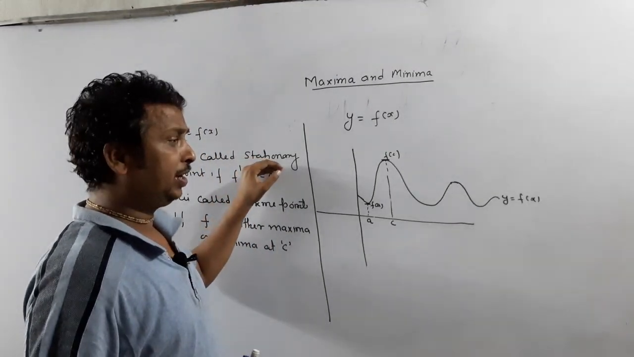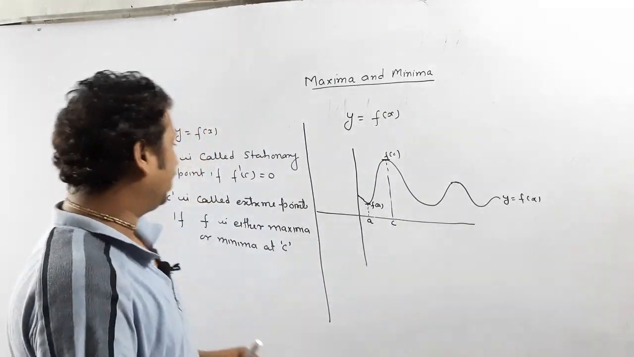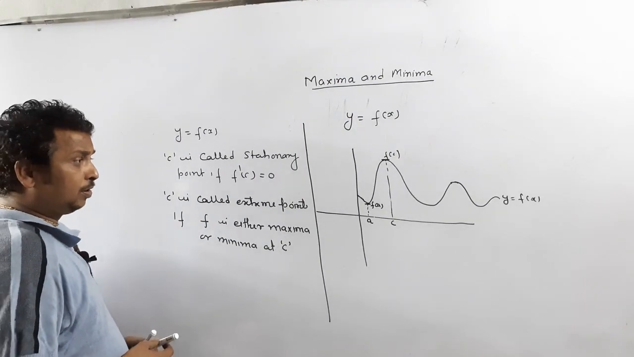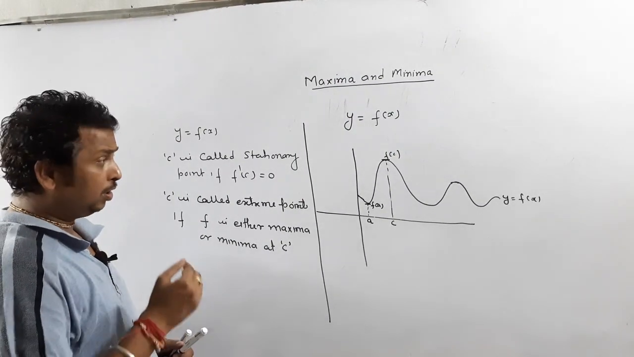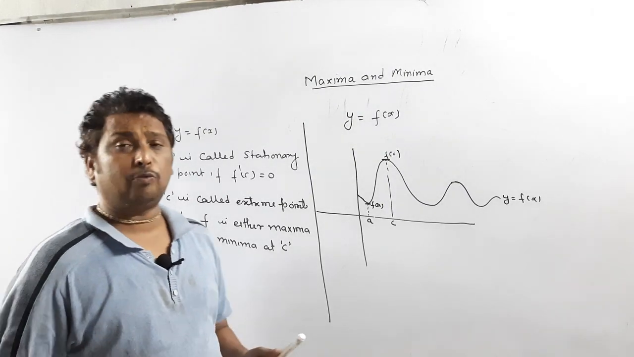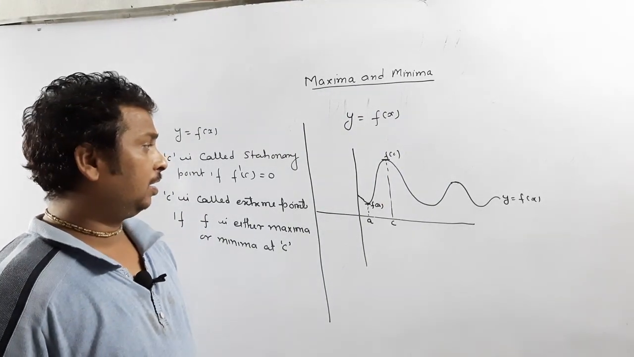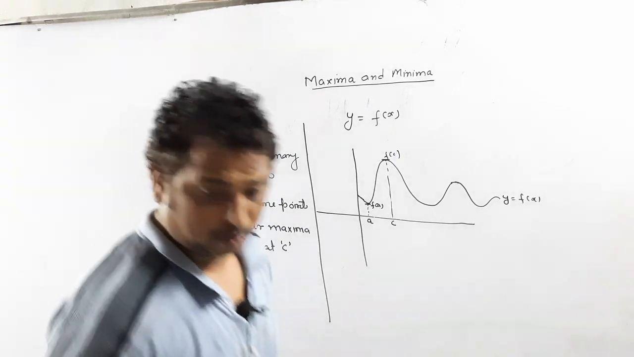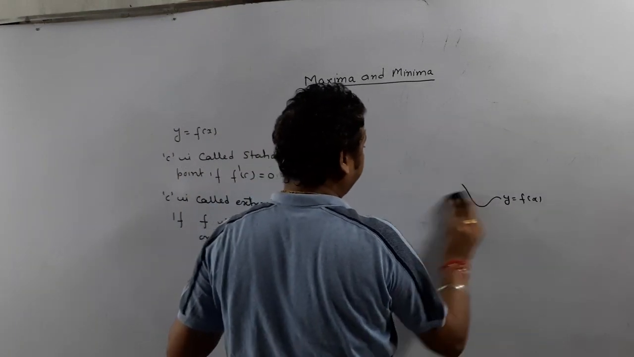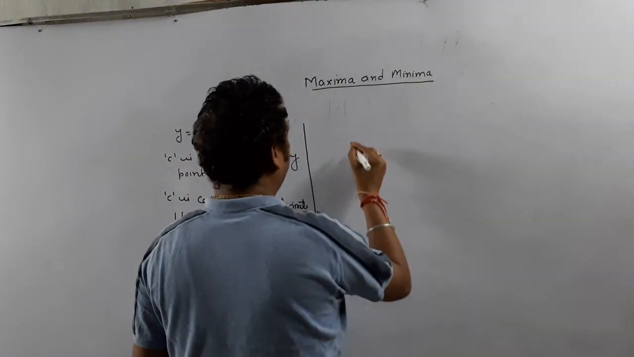So extreme point, you understand? What is a stationary point? You understand? Now I'm going to explain what are critical points. Critical point means where f'(c) is equal to 0. Now I will explain how we calculate maxima and minima, and what are global maxima and global minima. Local and global, both I will explain. First I will explain local maxima and minima.